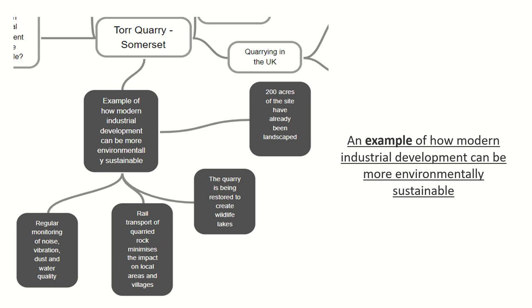They've actually landscaped 200 acres where they've replanted gardens and trees. They've created wildlife lakes to encourage the biodiversity into the area. And they also used rail transport rather than lorries to move the rocks out, reducing congestion and air pollution. So even though there are some secondary industries that continue in the UK, they are trying to be more environmentally sustainable moving forward.